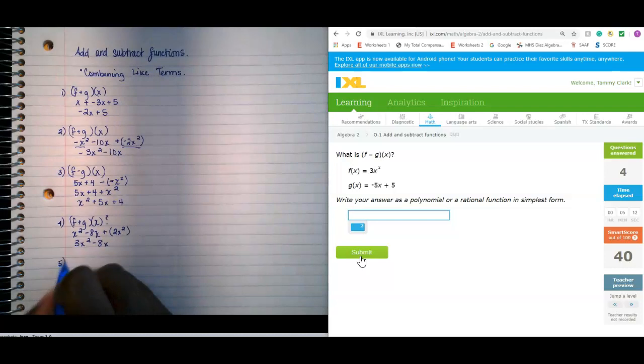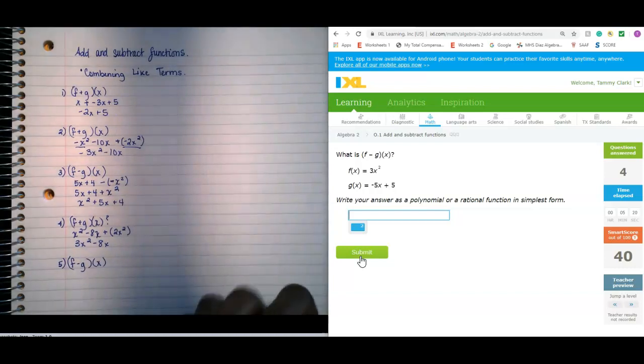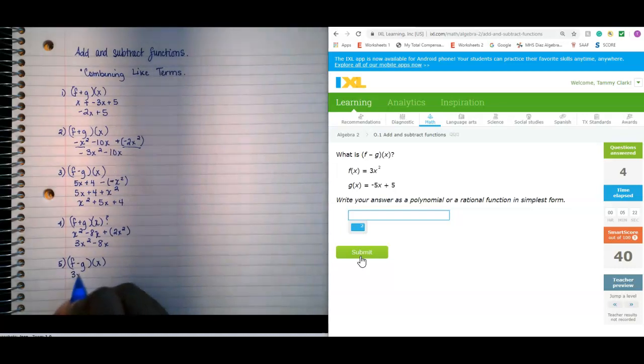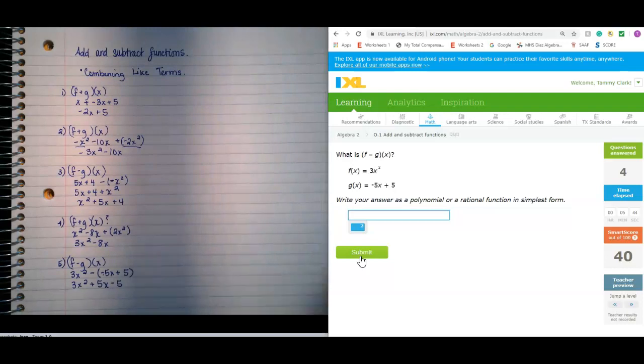Alright, number 5. So we've got f minus g of x. So again, we have to go in the correct order. So we've got 3x squared minus negative 5x plus 5. Remember to distribute your negative. So this becomes 3x squared. Negative times a negative is a positive, so that becomes plus 5x. Negative times a positive is a negative, so that becomes negative 5. Now that would be our answer. If you forget to distribute the negative, you'll have an incorrect answer.